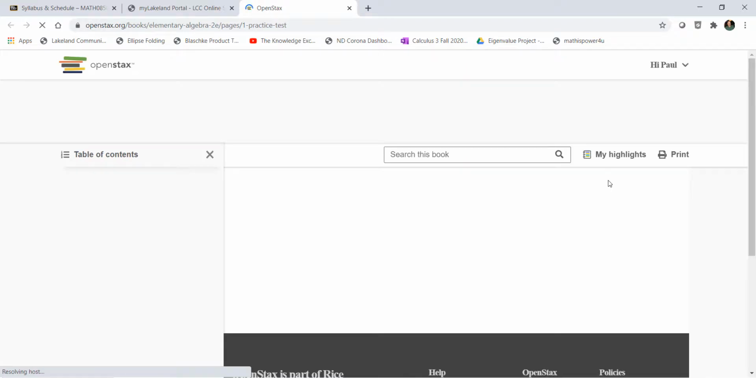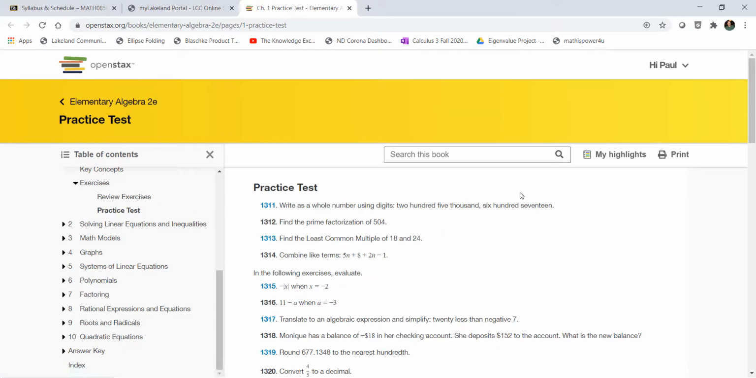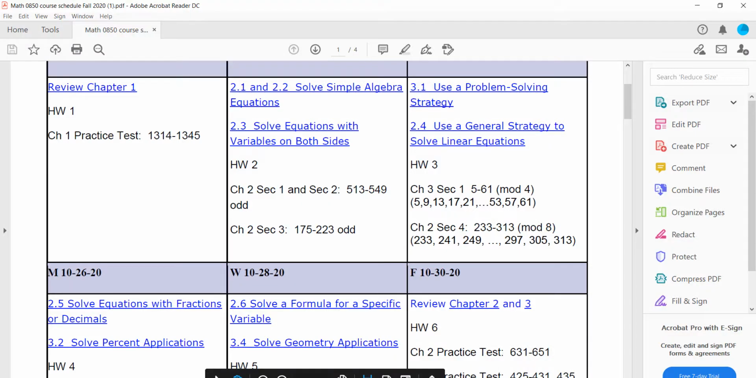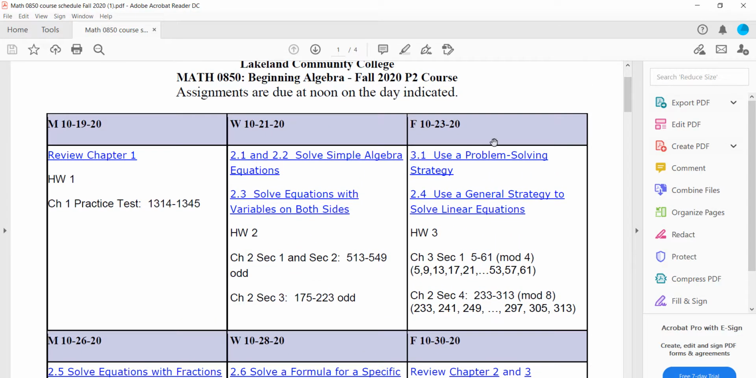for next Monday, it'll take me directly to our book, and it actually takes me to the homework assignment that I'm going to do. Here, let's try that again. That was kind of fun. So if I click on section 2.3, solving equations with the variables on both sides, and this is an assignment that's due next Wednesday. By the way, it says assignments are due at noon on the day indicated.